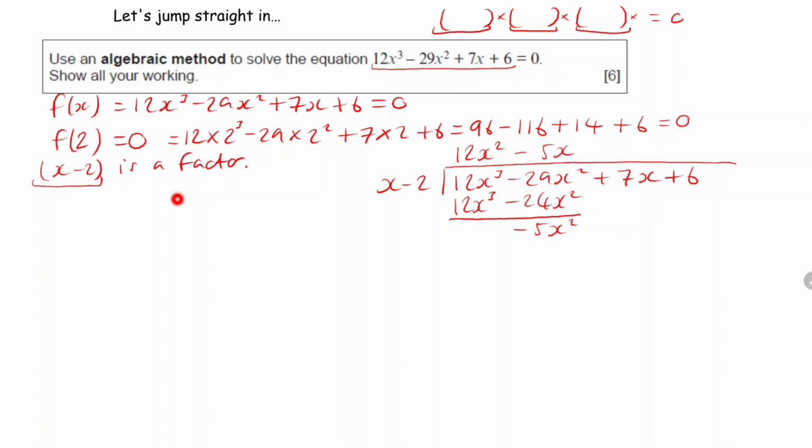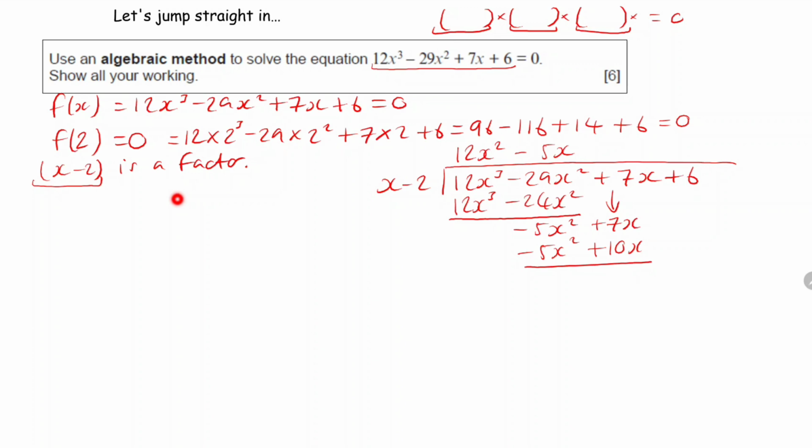Then at this step, just like we did with the 12x squared and the x and minus 2, we multiply this minus 5x by both of these parts. Minus 5x times by x gives us minus 5x squared. Minus 5x times by minus 2 gives us plus 10x. Now, before we do the next subtraction, we must lower this 7x down. So you have plus 7x.